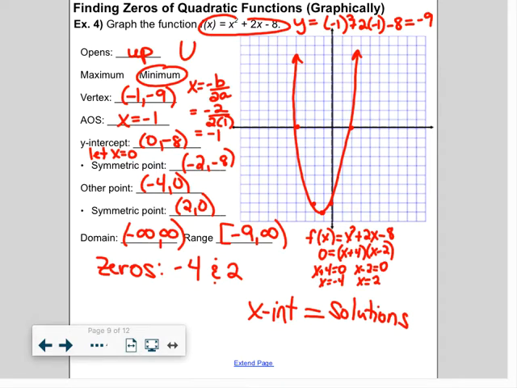What's really neat about what we've done previously is we didn't know it at the time, but when we were graphing and we found the x-intercepts, they were the solutions to the quadratic equation.